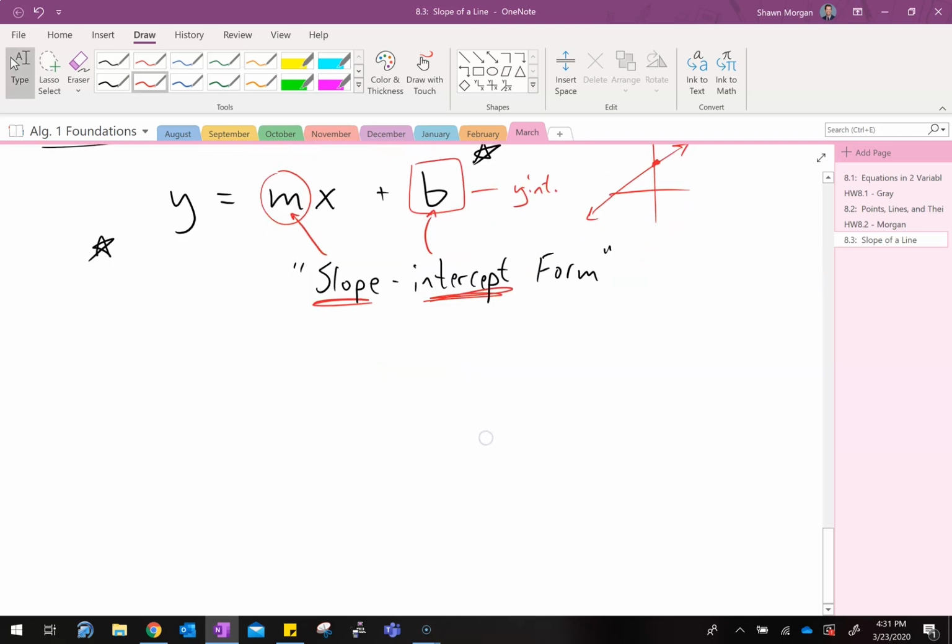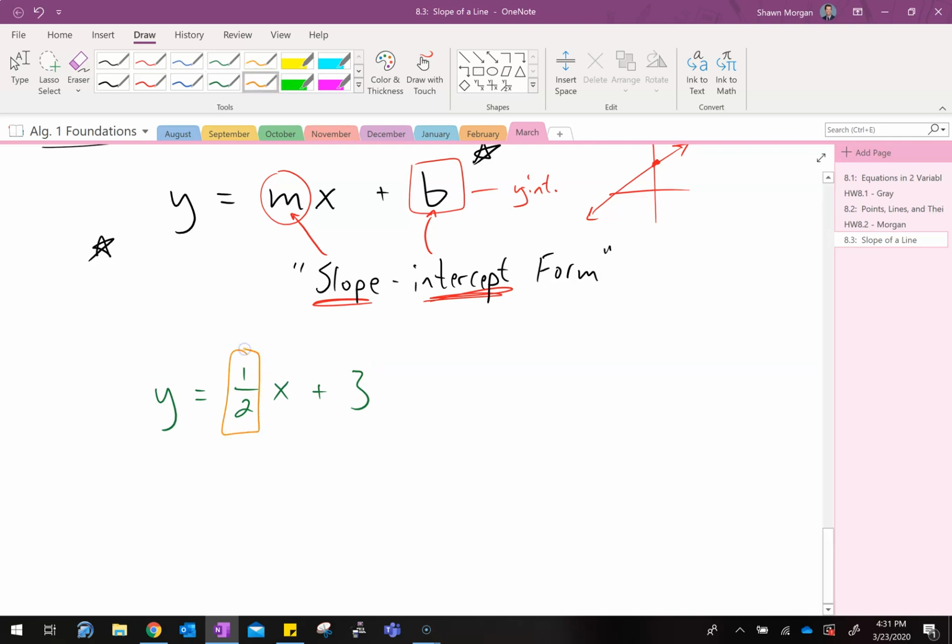So sometimes you're not given the equation of the line in standard form. Sometimes you're given it in slope-intercept form. For example, y equals 1/2 x plus 3. And if I were to ask you, hey, what's the slope of that equation? There's nothing easier.